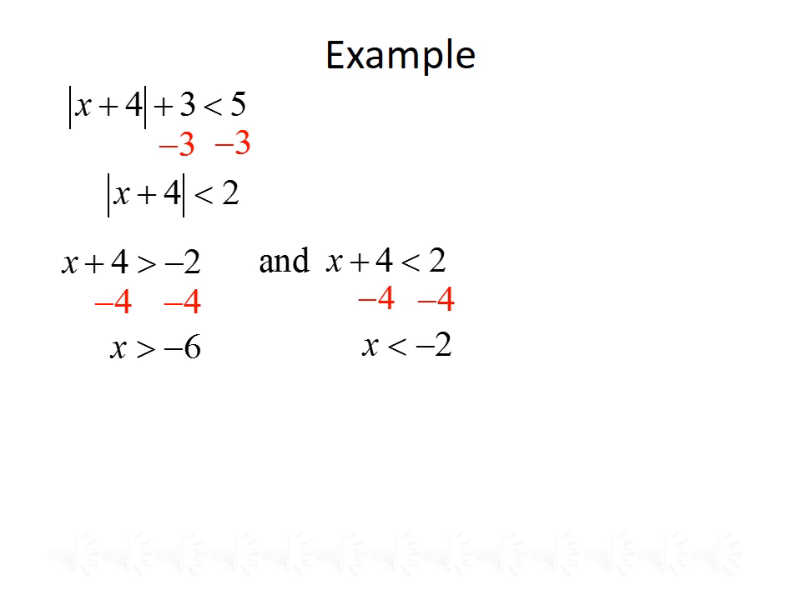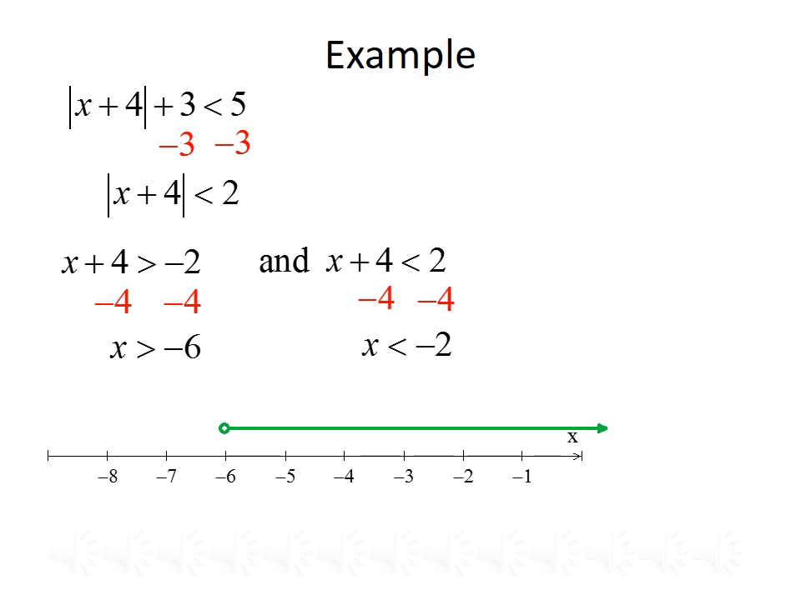Now we want to combine these two answers into an interval notation. Sometimes the easiest way to do that is to graph both solutions and then use that to identify what our interval should look like. So if x is greater than negative 6, we can draw an open circle at negative 6 and shade to the right. And if x is less than negative 2, we can draw an open circle at negative 2 and shade to the left.